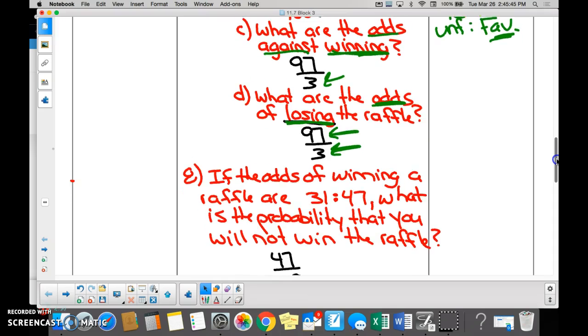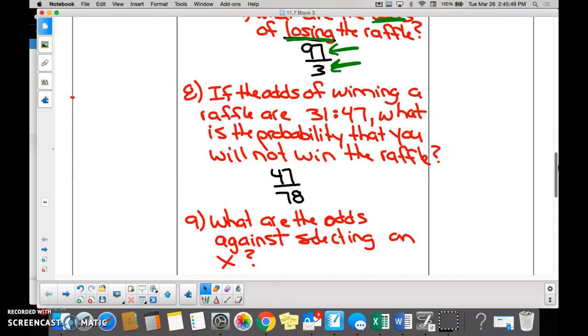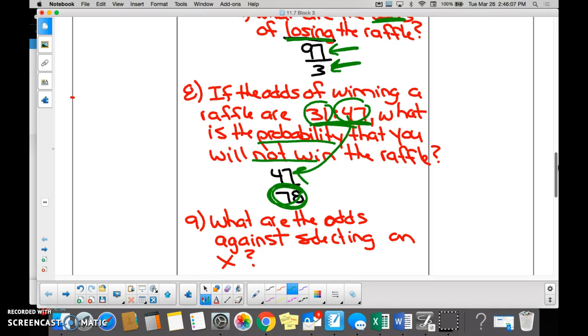Okay, number 8. The odds of winning a raffle are 31 to 47. What is the probability? So we need to take both parts of odds and add them together to get probability. 31 plus 47 is 78, right? So what is the probability that you will not win? So this is the odds of winning. So this is our winning, this is our not winning, right? So the not winning is 47 out of 78.